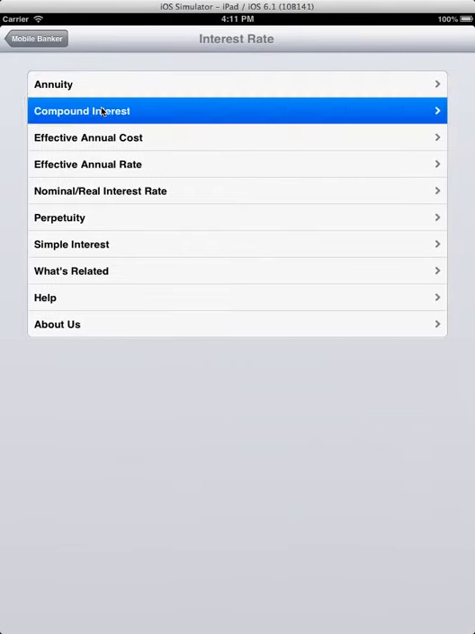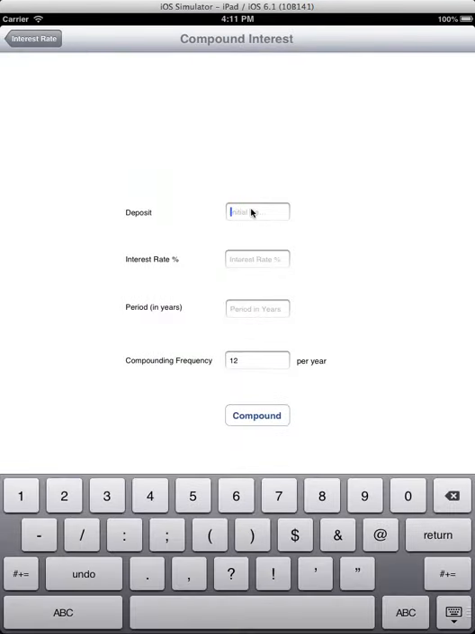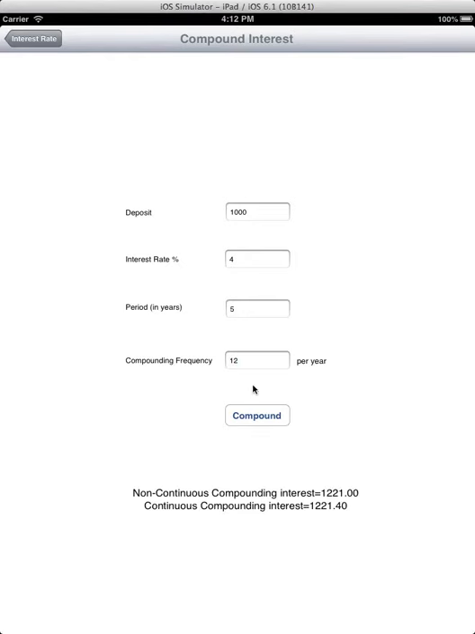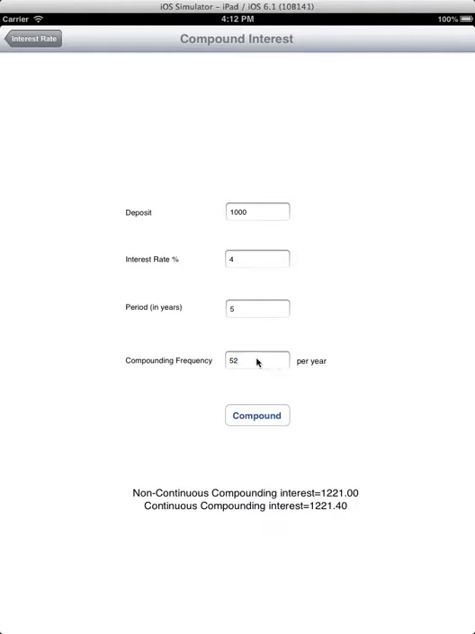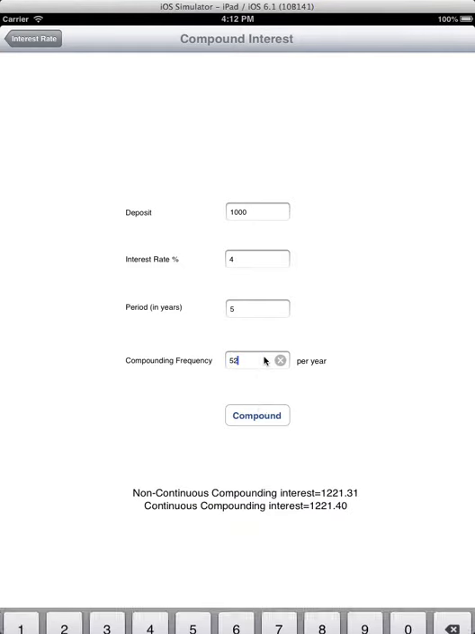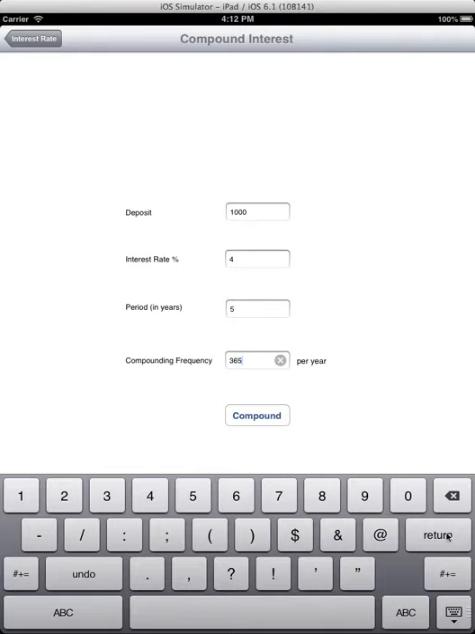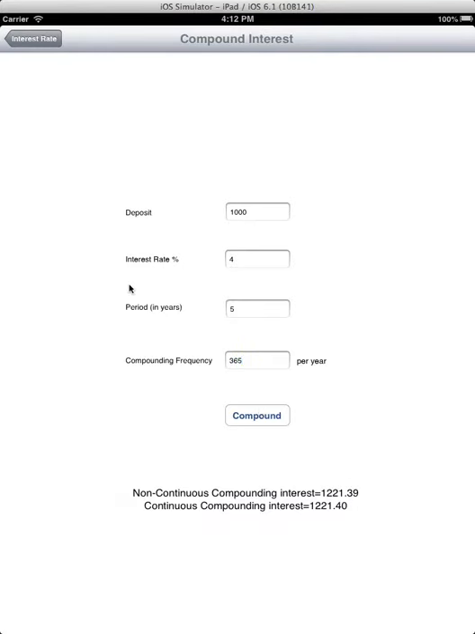Okay. And compound interest rate. We deposit money, $1,000, at 4%, say 5 years, and here is the compound interest. So if it compounds more frequently, say every week, so that's 52 weeks, then a little bit more. If it is every day, it is pretty much continuous compounding, and then here is what we receive.